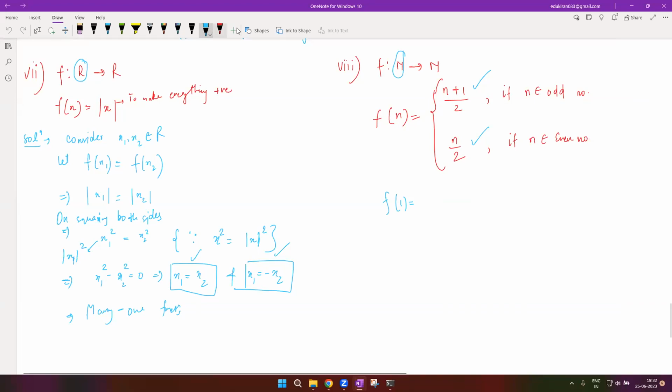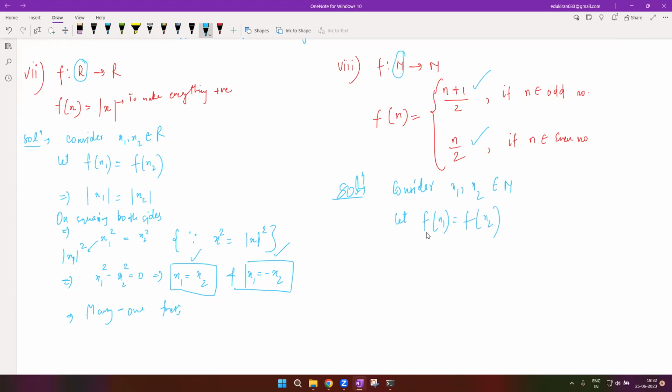So what I am saying is, if you take x1 and x2 as two numbers, how do you start the question? Like this only. Consider x1 and x2 both are from the set of natural numbers, and let fx1 equal fx2.